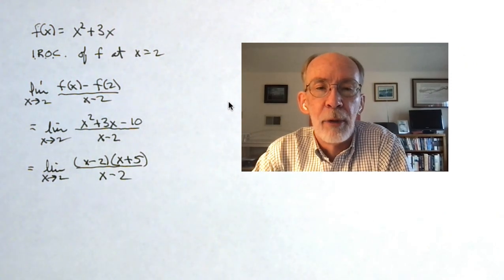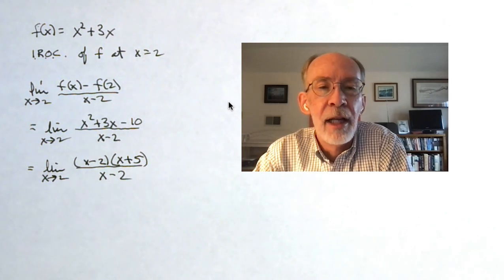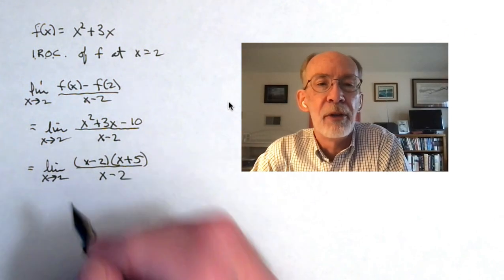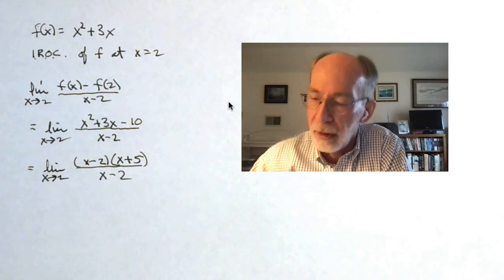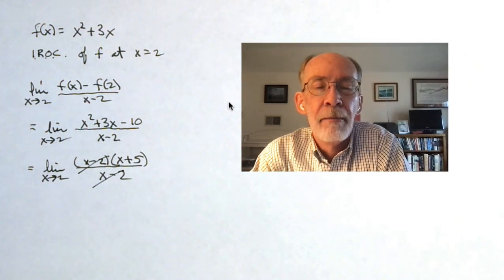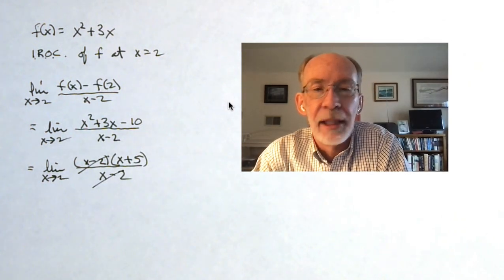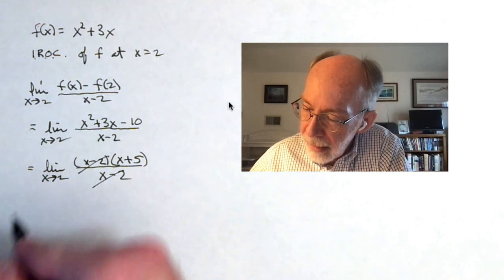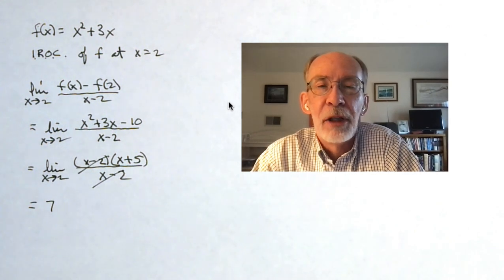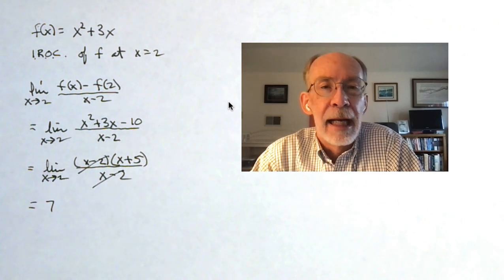Now, if x were equal to 2, we would be in trouble because nothing here would be defined. But when we talk about the limit as x approaches 2, we're talking not about values at 2, but values near 2. And in that case, it's perfectly legitimate to reduce the fraction. And if I plug a 2 in here, I get 7. And 7, as you may recall, was the number I asked you to remember at the beginning when we were exploring this numerically.